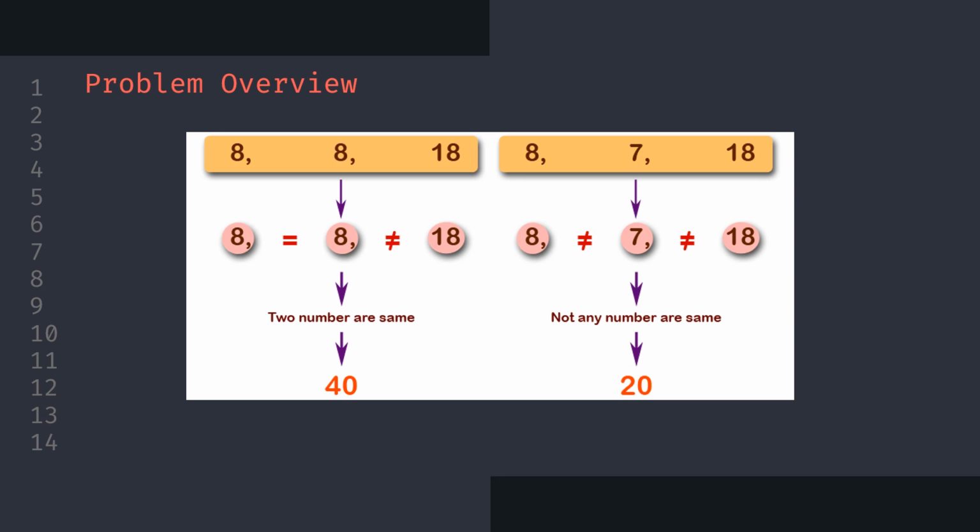Program checks three numbers and returns a specific value based on the number of matching numbers. 30 if all match, 40 if only two match, and 20 if none match.